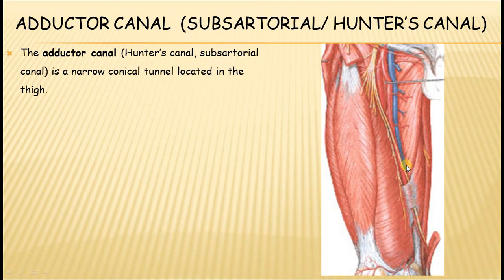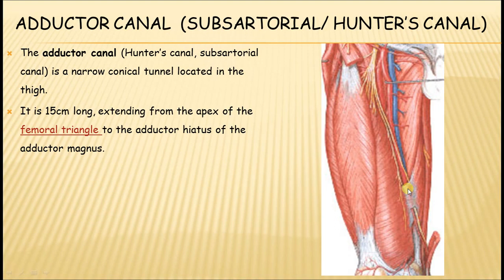It is actually a musculofascial tunnel which is present deep to the sartorius muscle, in the middle 1/3 of the thigh. It's a very narrow space seen in the medial part of the thigh. It is almost 15 centimeters long, from the apex of the femoral triangle to the adductor hiatus, which is the total extent of the subsartorial canal or Hunter's canal.